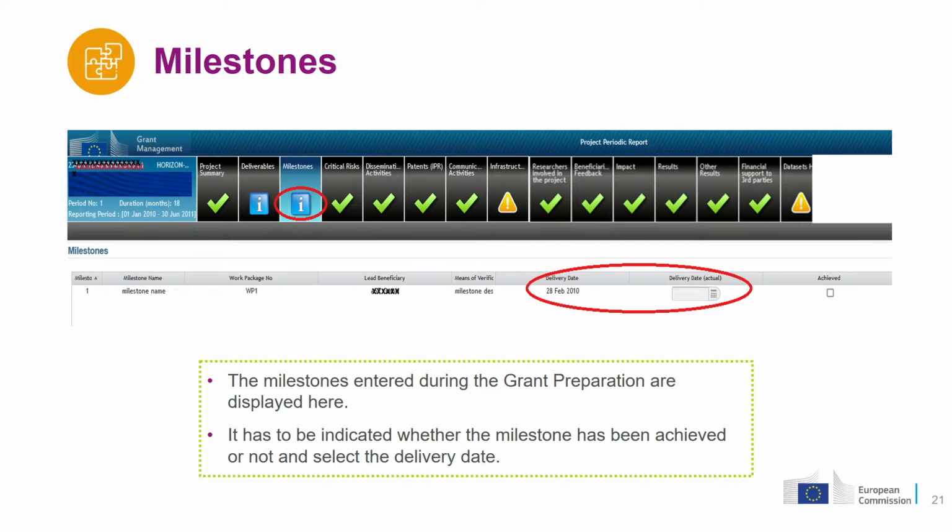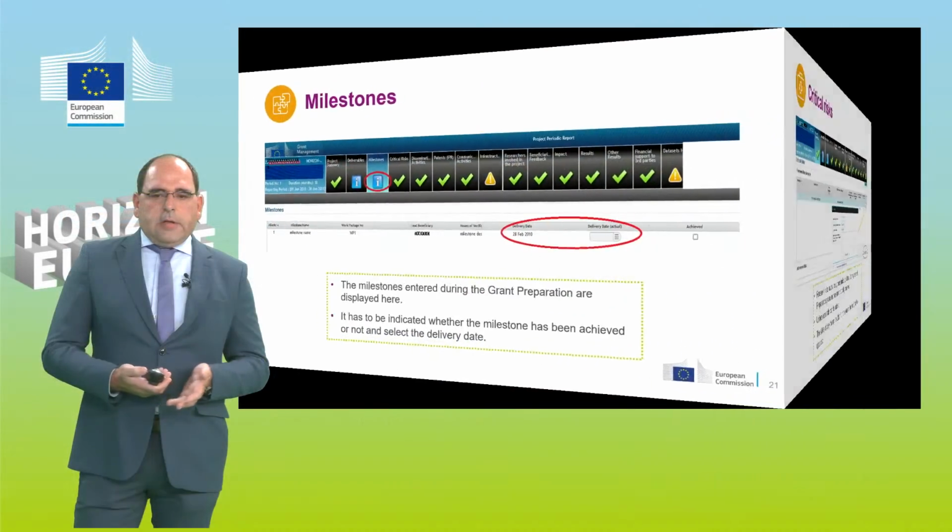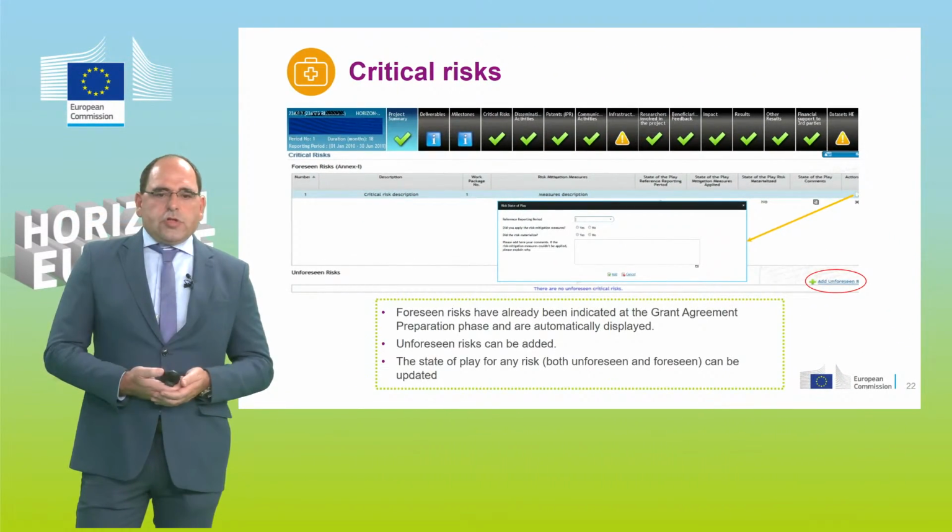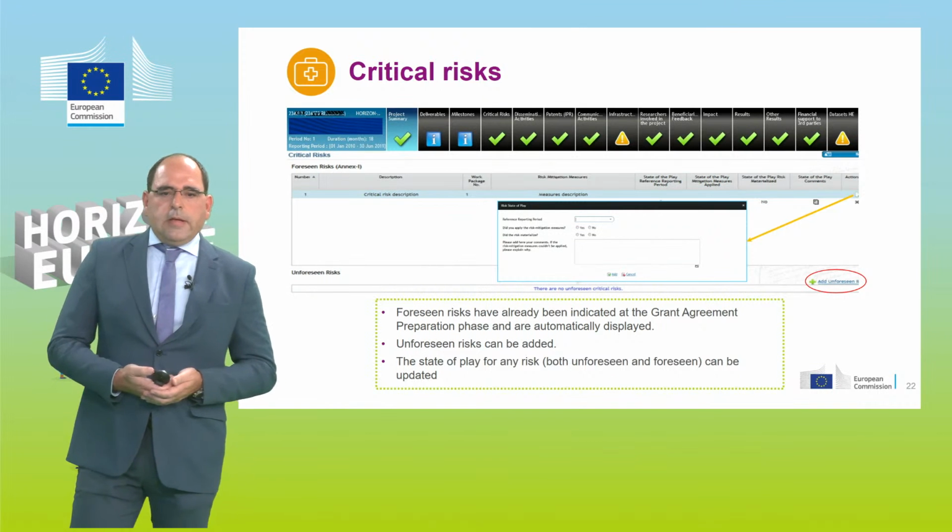The next tab is the milestone. So here you already have them defined during the grant agreement preparation. And the only thing you need to indicate is whether the milestone has been achieved and the date, or if there is a delay. So I think it's pretty clear. It was there also in Horizon 2020.